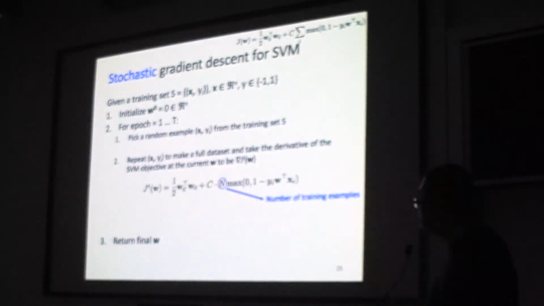So here's the key step. Remember, we need to repeat the randomly chosen example xi, yi for N times. That is equivalent to creating a fake data set which has the same size as the original data set. And then I calculate the objective on this fake data set. Of course, it is much easier. And then I take the gradient to update the model parameters.